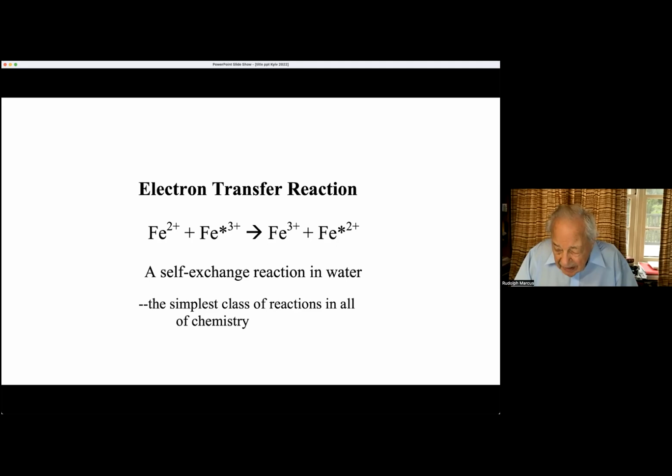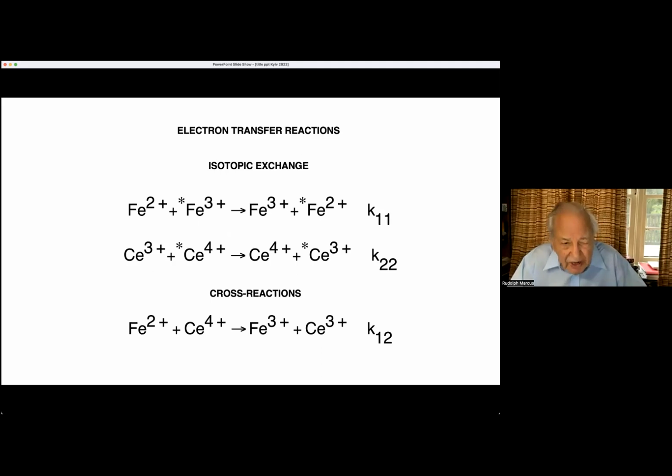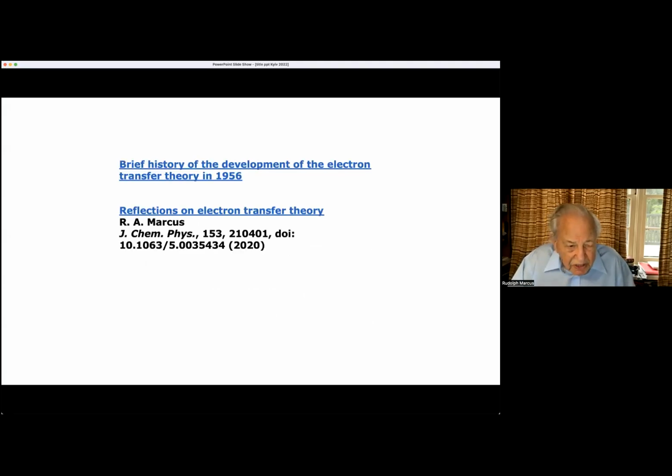And recently, let me see. Oh, these are other kinds of electron transfer reactions. They're what's called isotopic exchange reactions. And here's a mixture reaction. That was just to say that there are other kinds of reactions. I described some of this history in a volume of the Journal of Chemical Physics that's shown there. It's a couple of volumes that are celebrating the 65th year of the electron transfer theory.